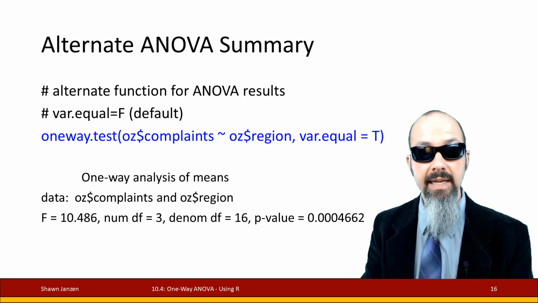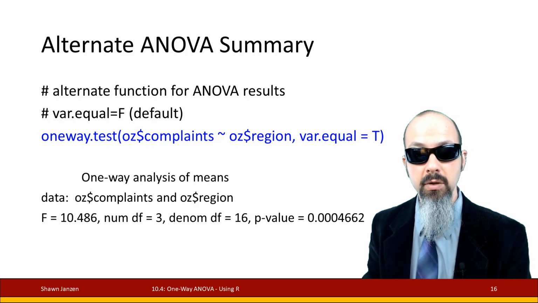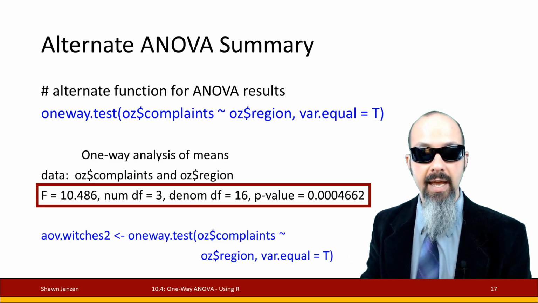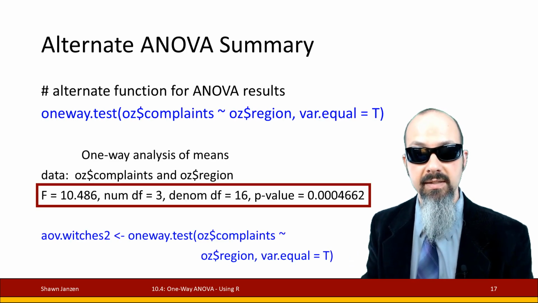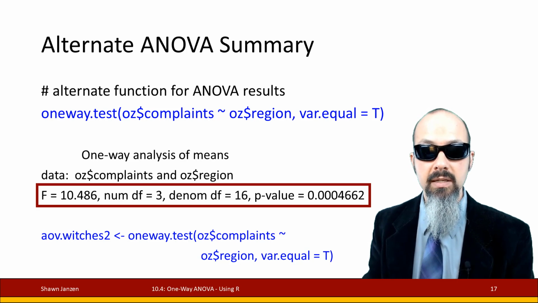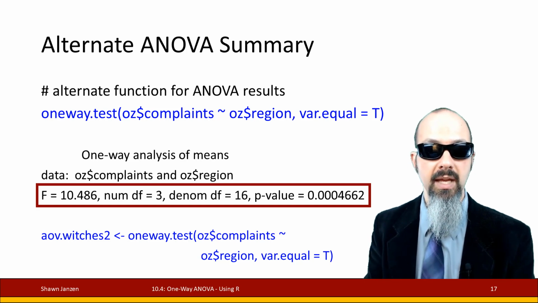But in this case, I did have equal variances according to my Levene's test. So I'm setting the option var.equal equals T for true. And that gives me the one-way analysis of means. It gives me the same F statistic, the same degrees of freedom for both within and between, and a p-value. So note here, instead, it says the degrees of freedom for numerator and denominator, so you'll have to know which ones are the between and within when you're pulling these out. And the p-value is associated with the F statistic.